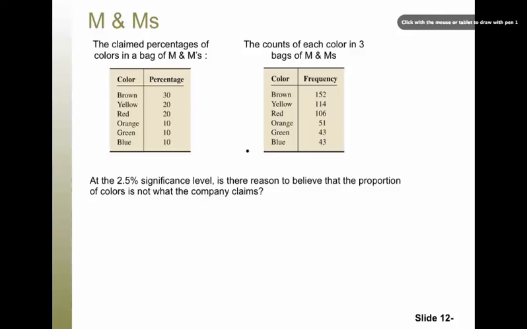Brown 30%, yellow 20, and red is 20, and then orange, green, and blue 10. Okay, so here are the counts. Someone got 3 bags of M&Ms and they counted up all the M&Ms, and they did this. And so at the 2.5% significance level, is there reason to believe that the proportion of colors is not what the company claims? Okay.